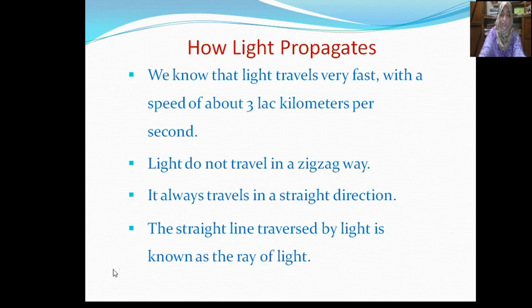What decision you may reach from this? Light does not travel in a zigzag way. It always travels in a straight direction. The straight line traversed by light is known as the ray of light.